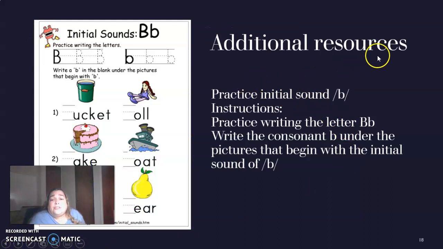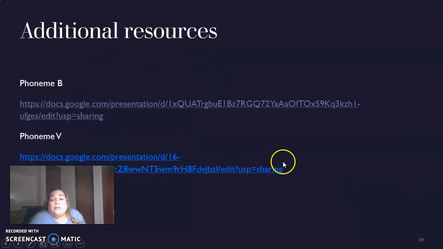And there are additional resources where they can practice writing skills and also identify the correct initial consonant sound, and also two links that have a presentation of phoneme B on Google Slides and phoneme V on Google Slides too.